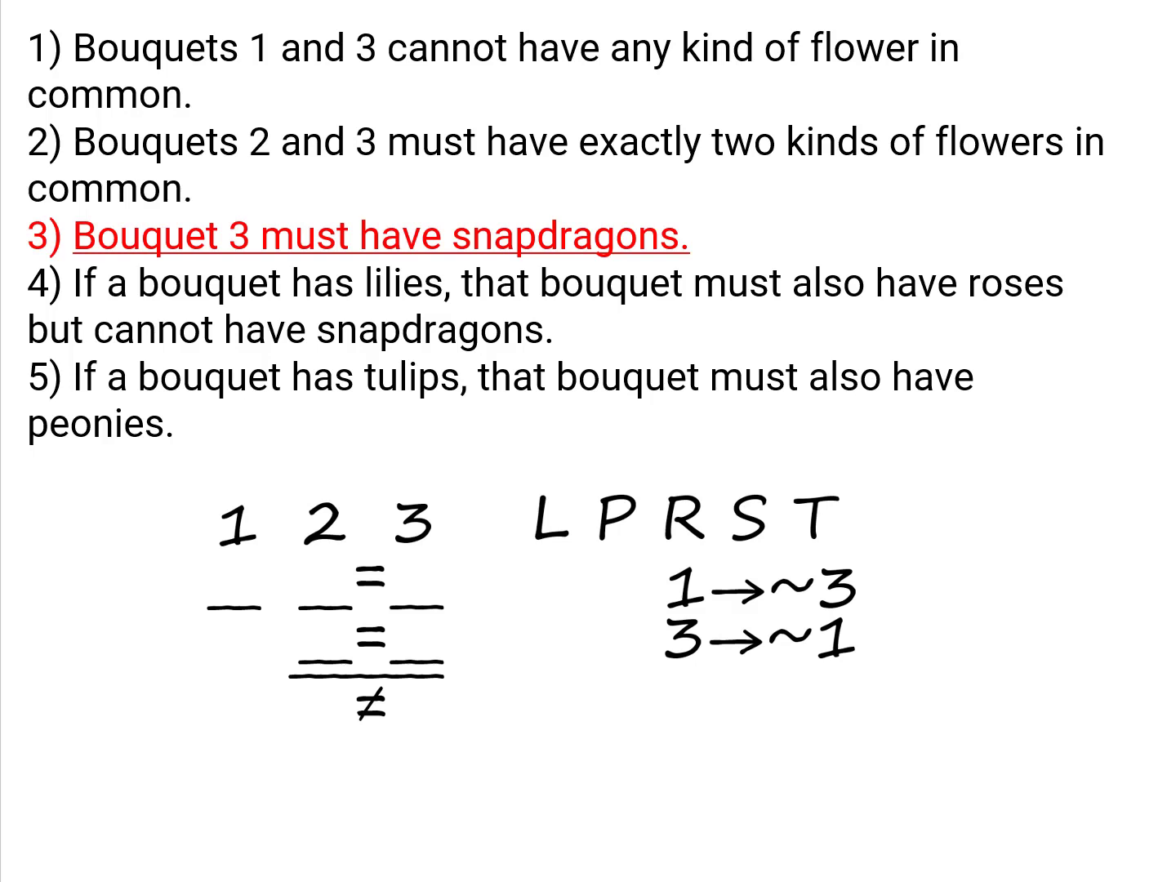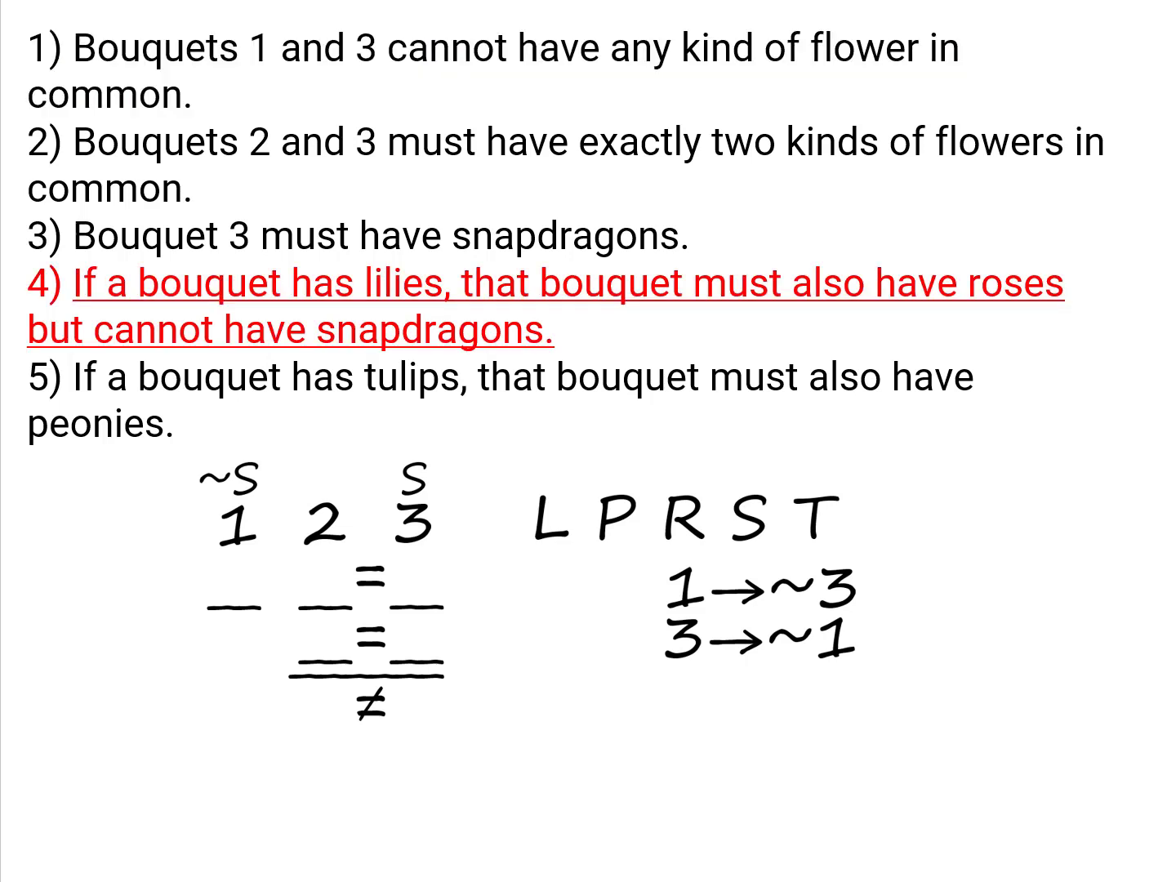Rule 3 is a lot simpler. It just says that bouquet 3 needs to have an S, which we can symbolize by putting it right over the top of the column. And the reason we're going to do that is we don't know if that S is going to be shared with bouquet 2 or not, so we don't know whether to put it above the line or below the line. Of course, if bouquet 3 has something, according to Rule 1, bouquet 1 is not allowed to have it, so we'll also need to indicate that bouquet 1 doesn't get an S.